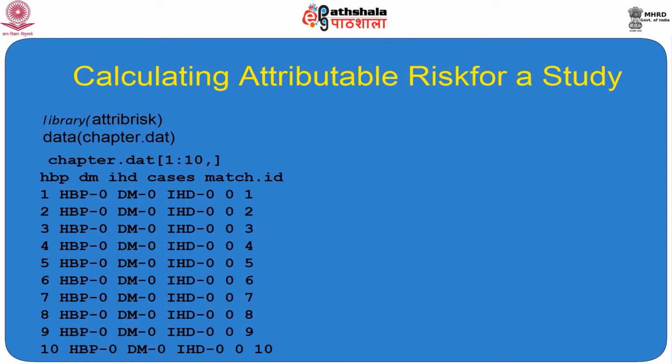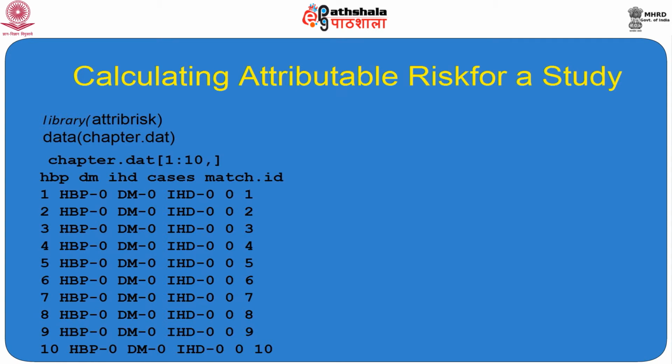DM is also given: if diabetes mellitus is there in those patients, it is denoted as 1. If diabetes mellitus is absent, then it is denoted as 0. ISD, another high density variable, is given as 0 and 1. Since attributable risk is useful in a cohort study, here we are using these cases as presence or absence.